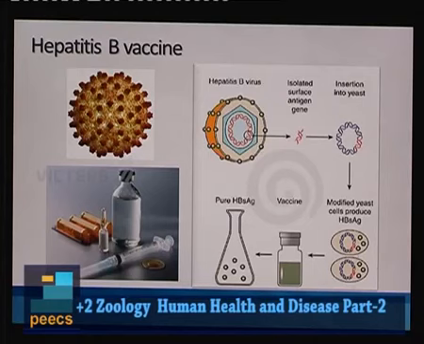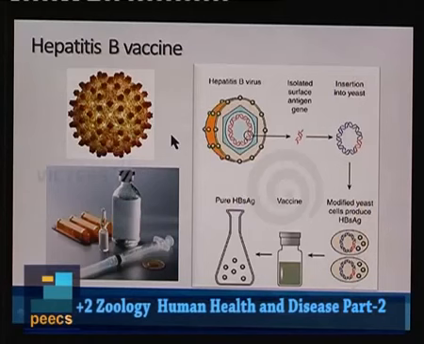In the case of hepatitis B vaccine, how is it produced? Here you can see this is a hepatitis B virus. You can see the antigenic determinants, or certain glycoproteins, on the surface of this particular virus. Actually, these are the surface antigens which are responsible for activating the immune system. So, how can we produce a vaccine from this virus?